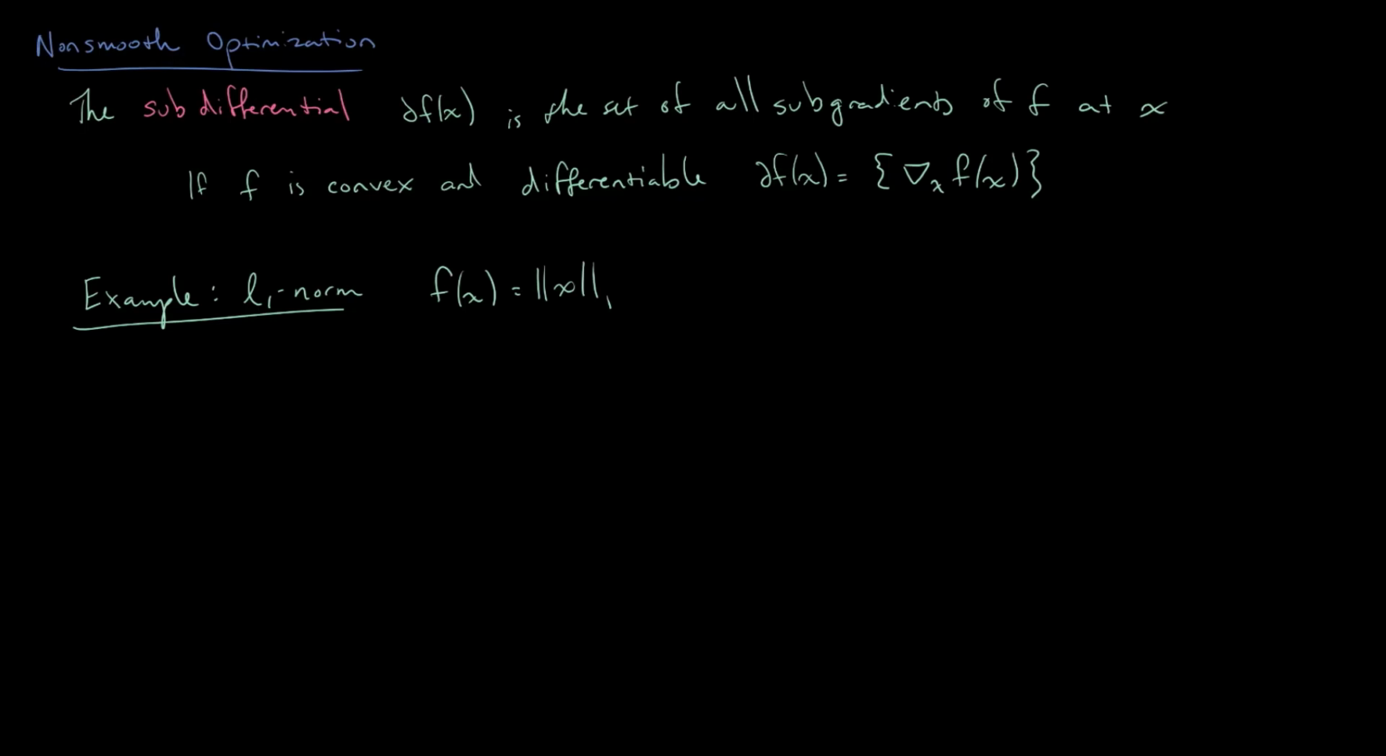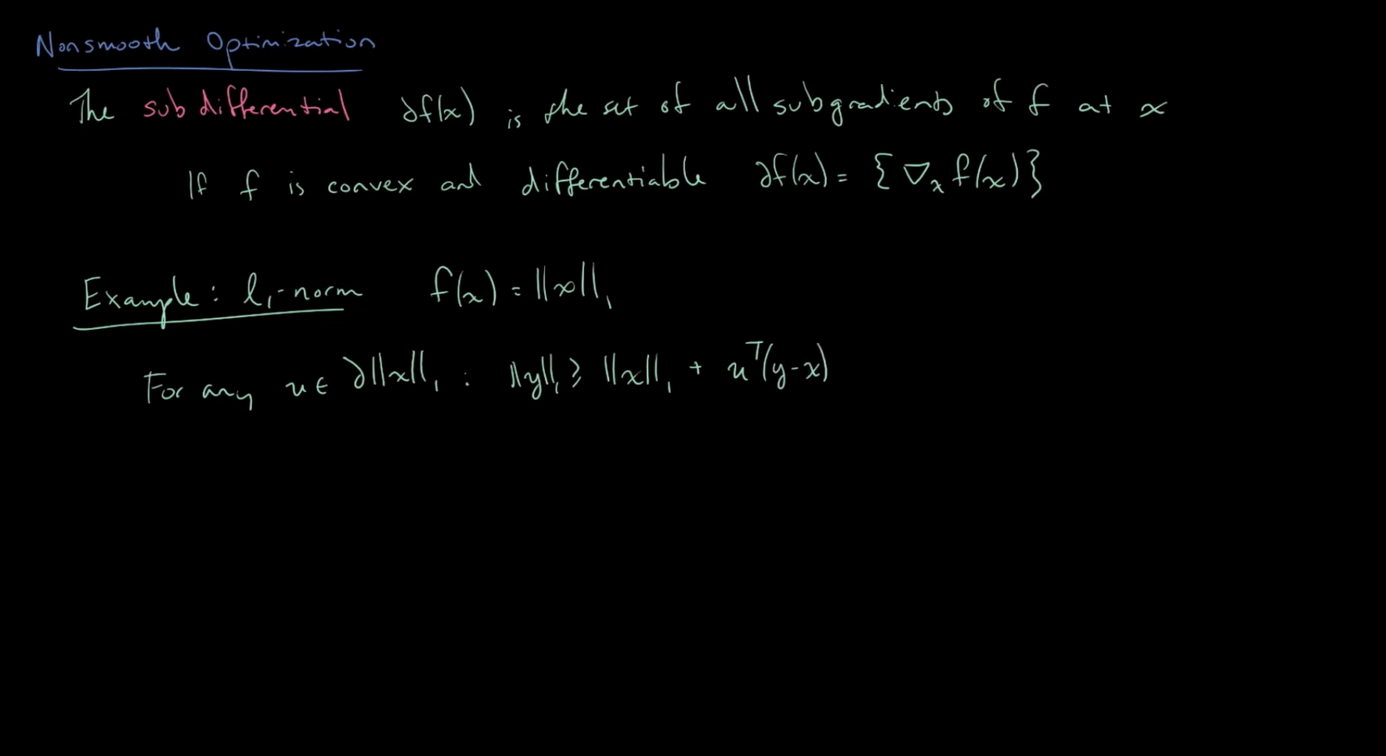So what does the subdifferential look like in this case? Recall that by definition, if a vector u is in the subdifferential of the L1 norm at the point x, then we must have an inequality that looks like the L1 norm of y is greater than or equal to the L1 norm of x plus u transpose times y minus x.